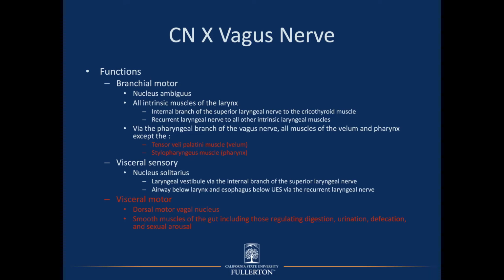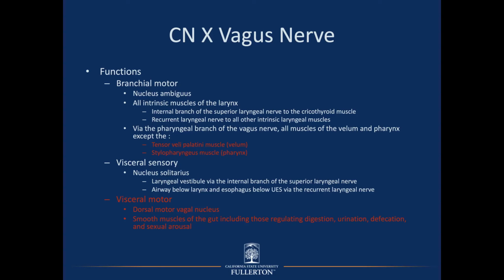If they're in the marathon, probably not going to be so good after that problem develops. Okay, then visceral sensory. The nucleus involved is, again, that nucleus solitarius. And where's it visceral sensory for? Inside the larynx, the laryngeal vestibule, and inside the trachea, and inside the esophagus too. So it's everything below the territory of 9. You need sensation there too.